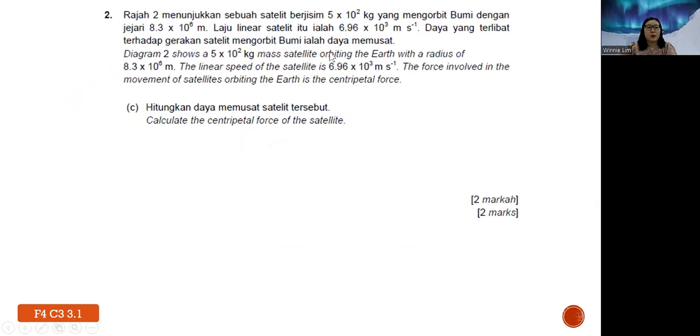Okay, next part is on calculation. Diagram 2 shows 5 times 10 power of 2. This is the information given in the diagram just now, but we need that info. So you can label whenever you want to do calculations, right? This 5 times 10 power of 2 refers to mass, and then this is the radius r, and this is speed.